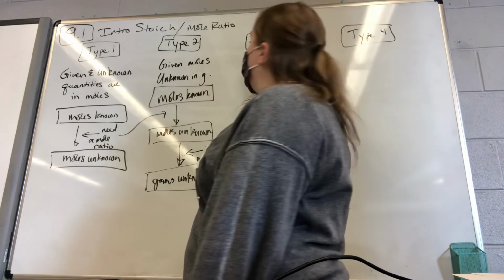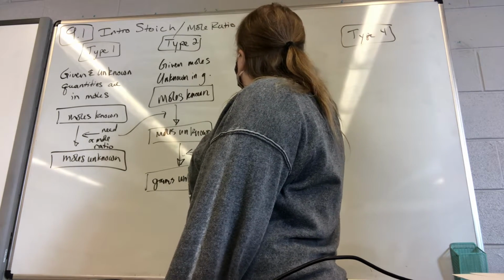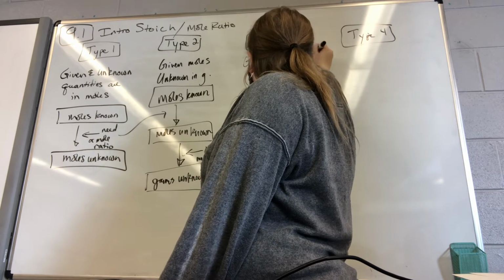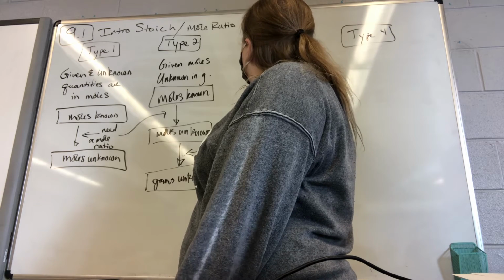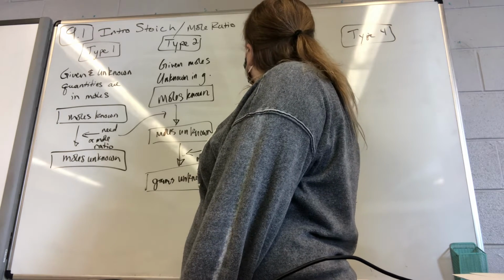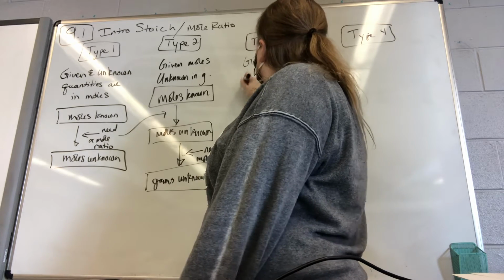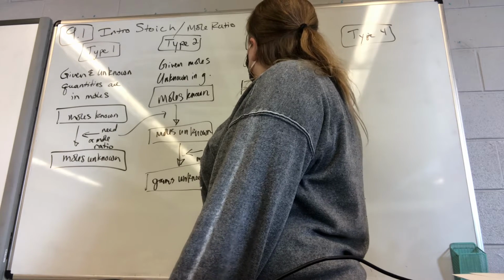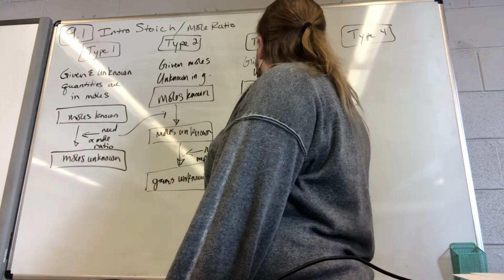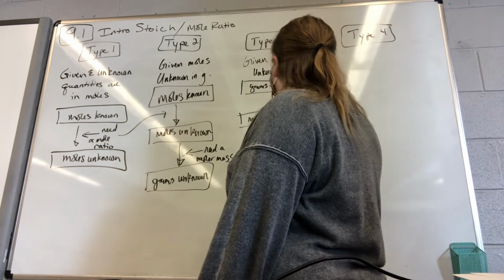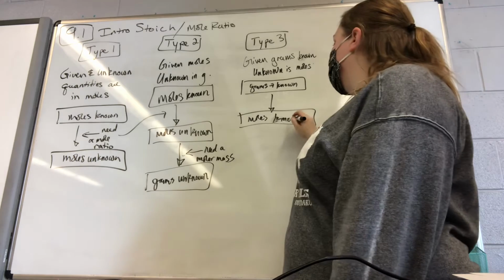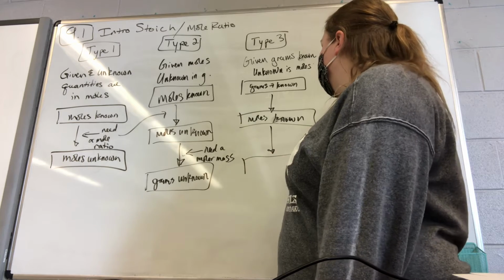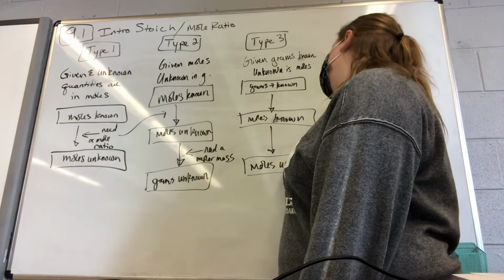Type 3 is the reverse, where we start with grams, and our unknown is moles. We go from grams to moles of the known. Then we go to moles of the unknown.